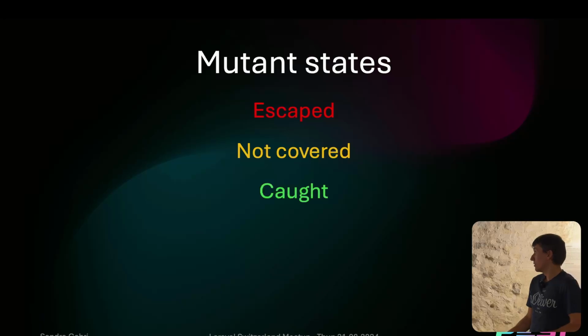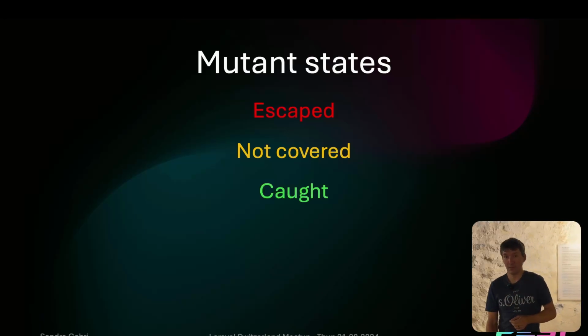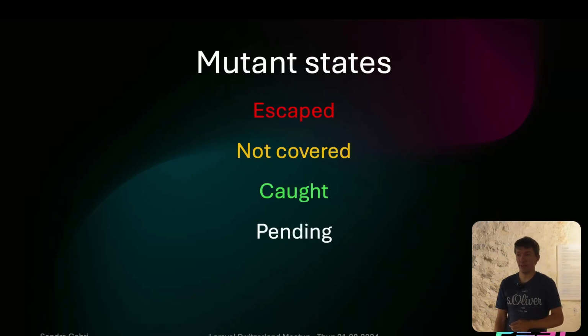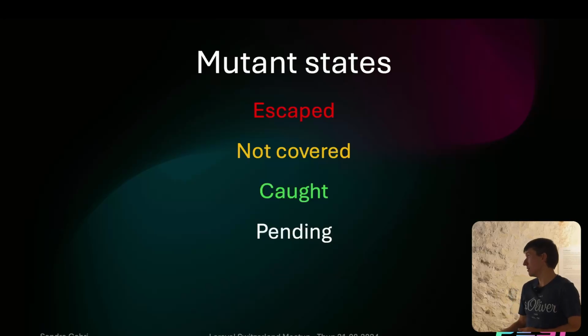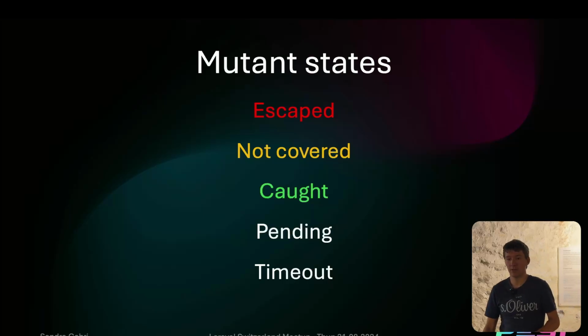Mutant states. We talked about escaped, not covered, and caught, but there are two more. One is pending. When you are using an option like bail, where it stops when the first mutant has escaped, there is an indication of how many mutations are pending or not executed yet. And the last one is timeout.